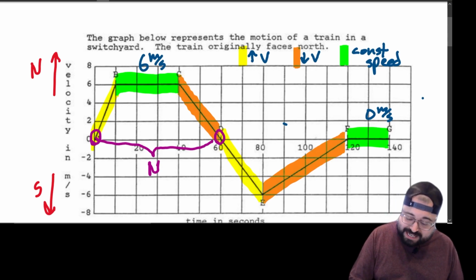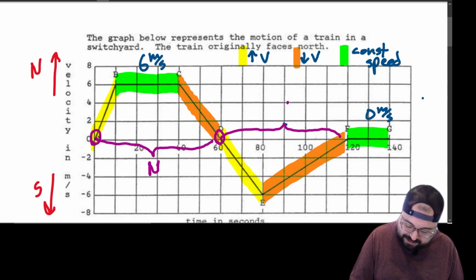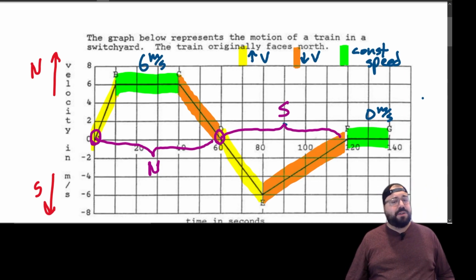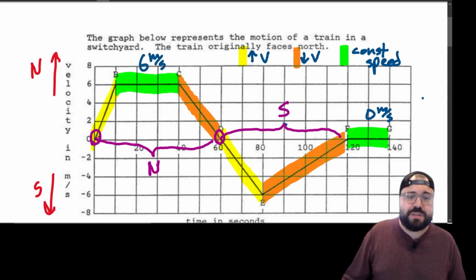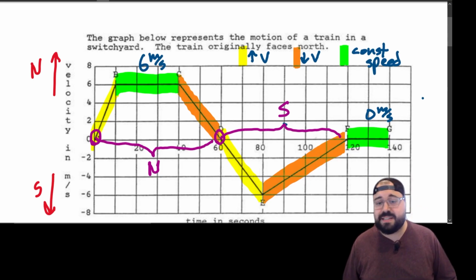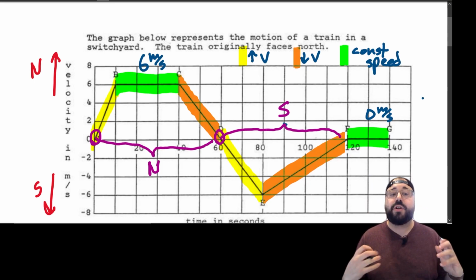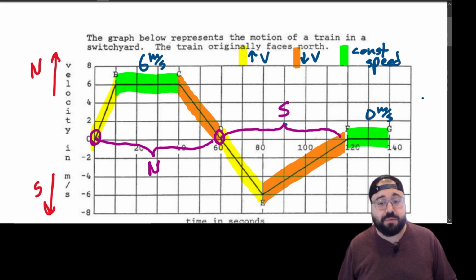So from D to F, we're traveling to the south, right? And this is a little weird. I'm willing to bet a lot of you said A to B, we're going forward, and then C to E, we're going backwards, right? You're confusing the two types of graphs that we have.